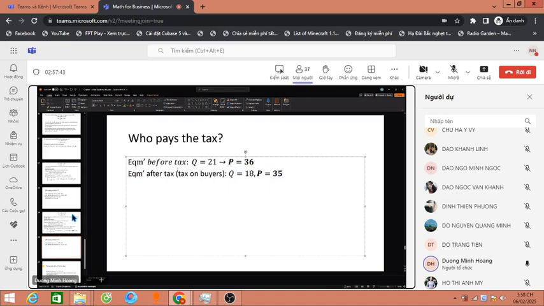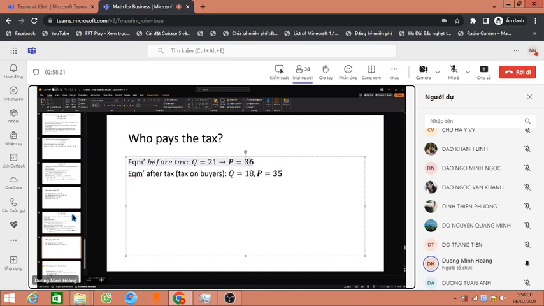So before tax, equilibrium Q is 21 and P is 36. After tax, you place the tax on buyers. Q equals 13 and P equals 35. Now this is tax on buyers. Officially it is the buyers who pay. The sellers do not pay for the tax. But this is the price difference between here and here.